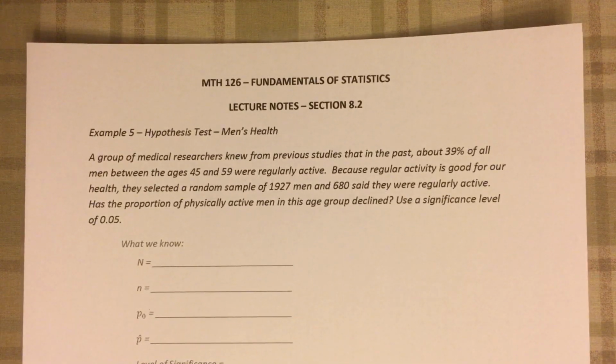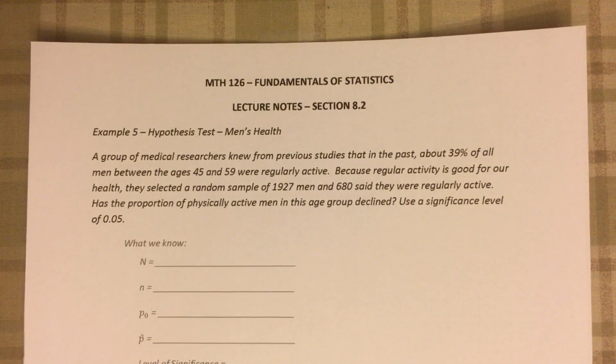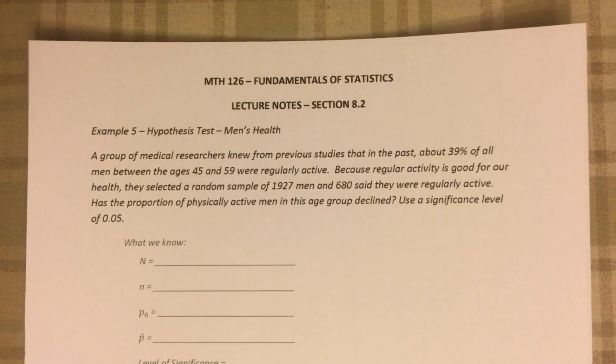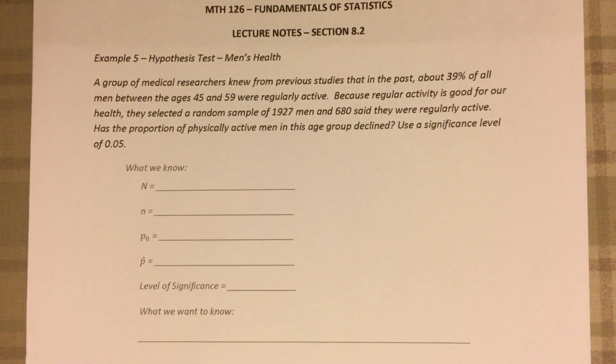All right, now one final example for section 8.2. A group of medical researchers knew from previous studies that in the past, about 39% of all men between ages of 45 and 59 were regularly active. Because regular activity is good for our health, they selected a random sample of 1,927 men, and 680 said they were regularly active. Has the proportion of physically active men in this age group declined? Use a significance level of 5%.